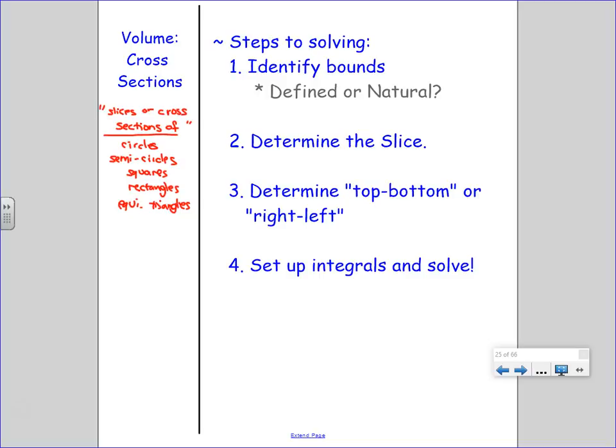So that's the wording that we're going to see. We're going to have to identify the bounds. Maybe once again they're defined. Maybe they're just natural because we're going to find the intersections. I need to finish my thought.